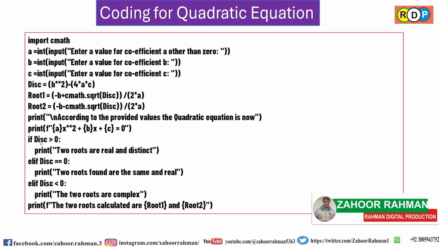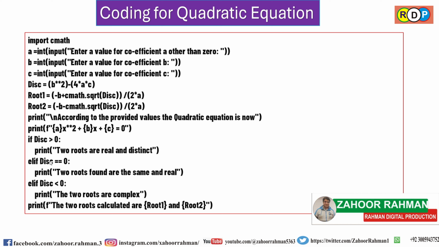Similarly, if this condition is not true, it will go to the elif and check the second condition, discriminant is equal to 0. Remember, double equal is the equal of mathematics. So if it is 0, then it will print, because it is indented here, two roots found are the same and real. It will be repeated. If the first root is 5, the second root will also be 5. If the first root is 1, the second root will also be 1. So the roots will be the same.